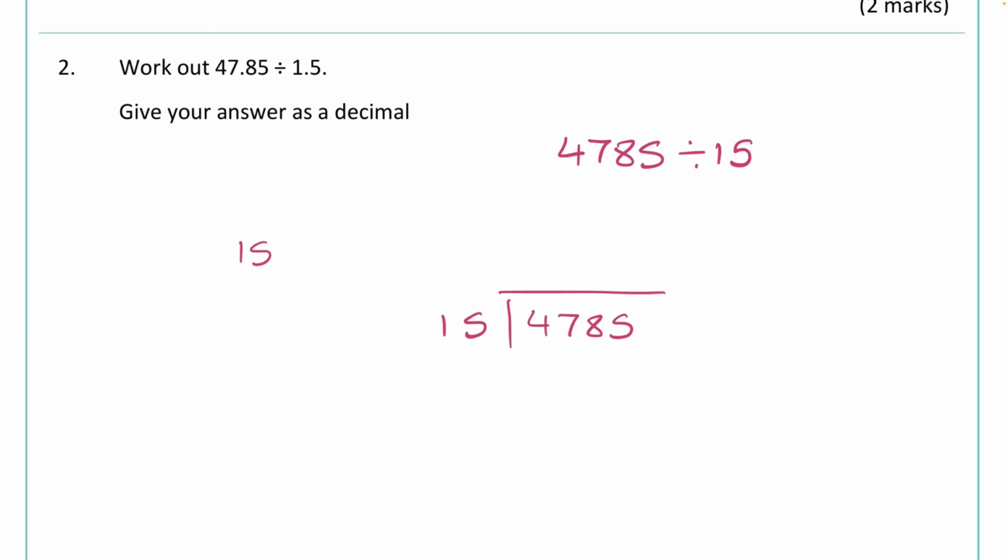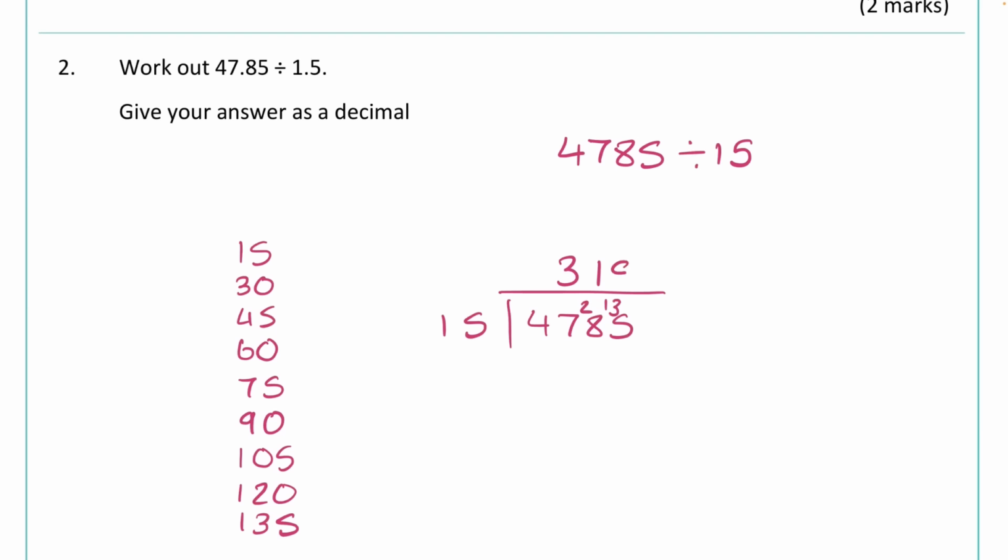I'll write out some of the multiples of 15. There we go, and if we need to go further, I can write some more. 15 goes into 47 3 times with a remainder of 2. It goes into 28 once with a remainder of 13. And I'm going to have to go a little bit further now. So 105, 120, 135. There we go. So 1, 2, 3, 4, 5, 6, 7, 8, 9 times. 319 is my answer there.